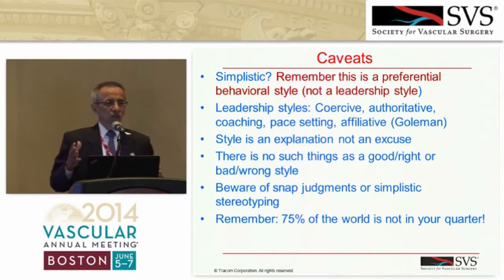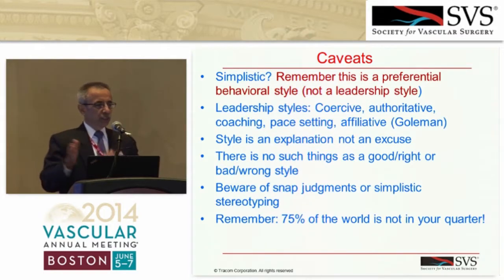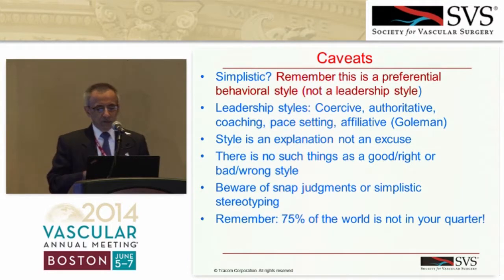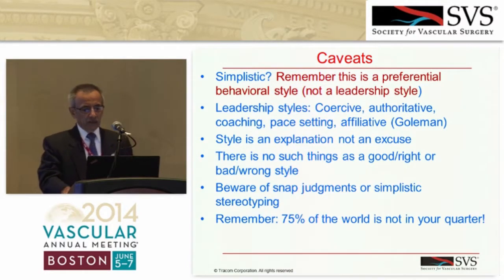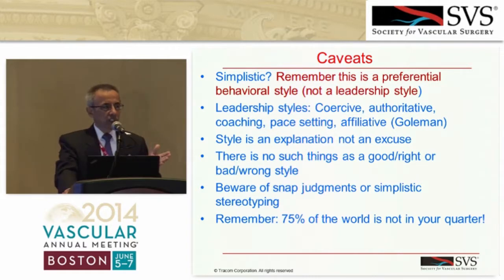Well, this does sound simplistic, doesn't it? You take people, you divide them up, and you got 4 quadrants, and this is it. It's obviously too simplistic. This is a preferential behavioral style. Leadership styles can be different. You can be an authority, you can be the Goldman's different styles. That's a different kettle of fish. There's no such thing as good or bad.